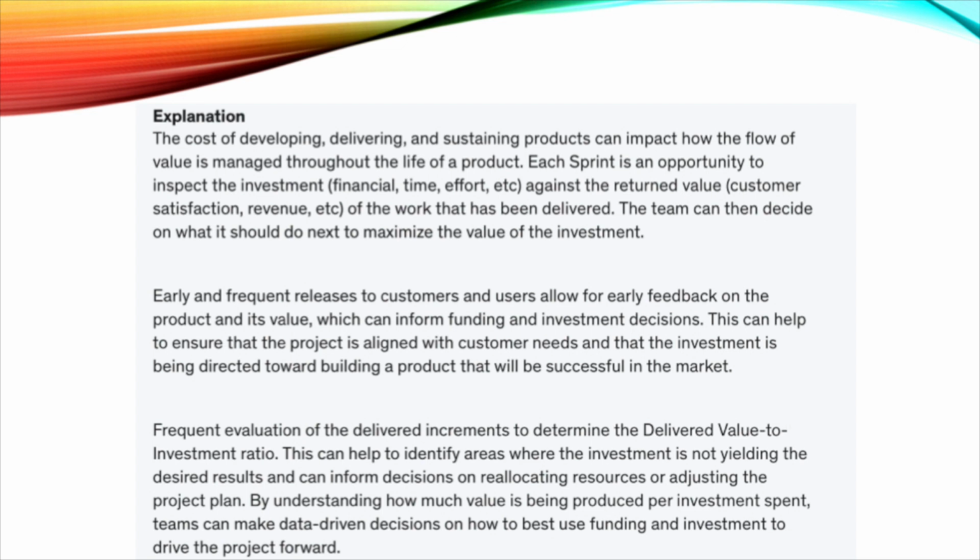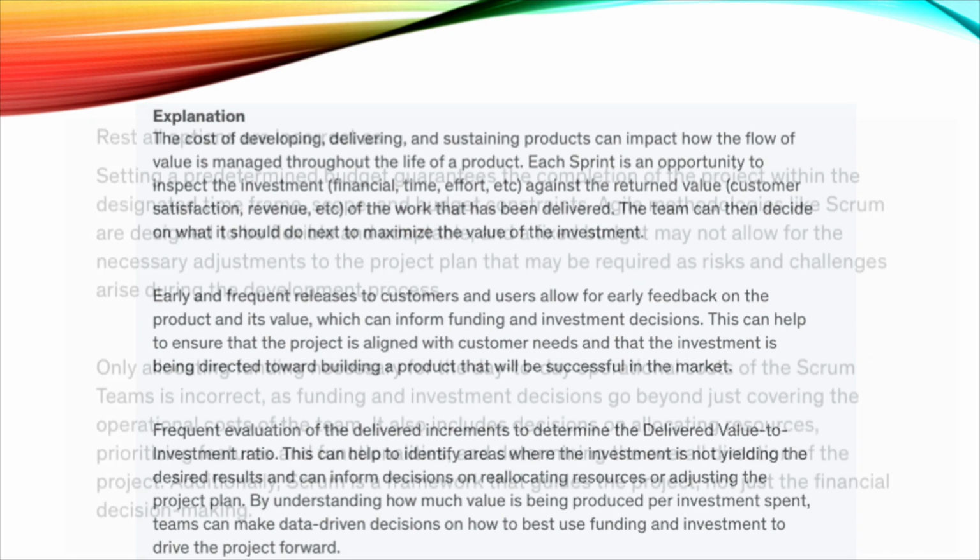Frequent evaluation of the delivered increments to determine the delivered value to investment ratio. This can help to identify areas where the investment is not yielding the desired results and can inform decisions on reallocating resources or adjusting the project plan. By understanding how much value is being produced per investment spent, teams can make data-driven decisions on how to best use funding and investment to drive the project forward.